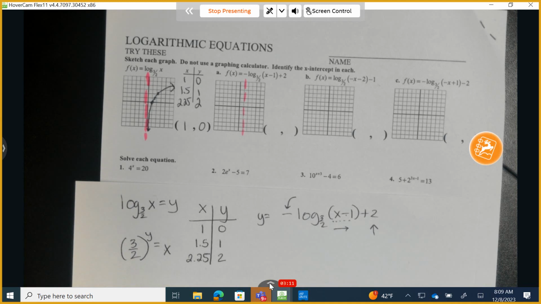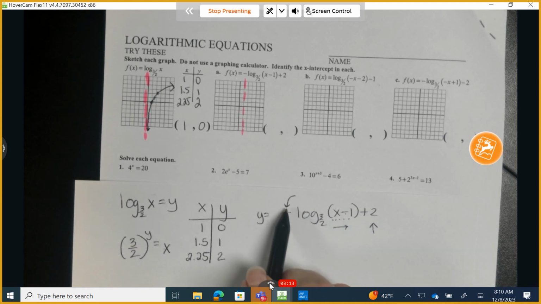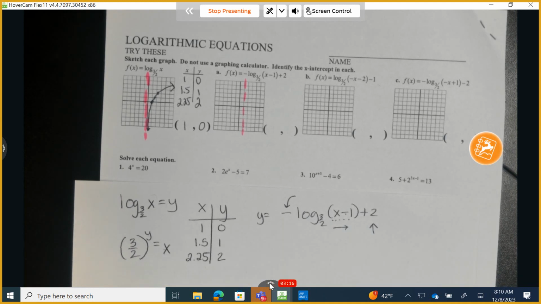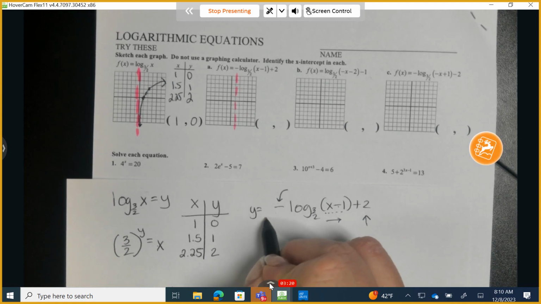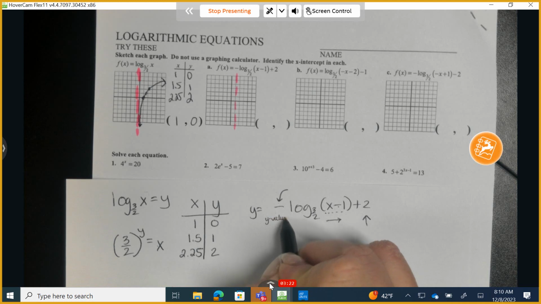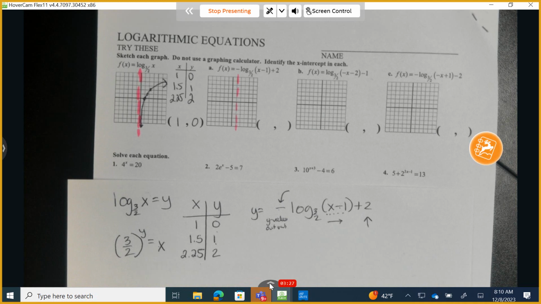Please draw a little arrow here out front, a little arrow to this negative sign out front. This negative sign out front is going to affect the output, or the y values. It's going to affect the output, or the y value. So I'm going to take each of these values times a negative sign.